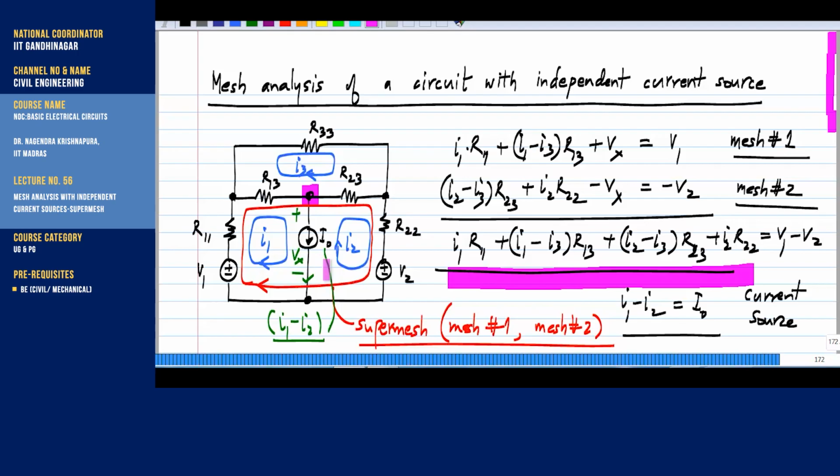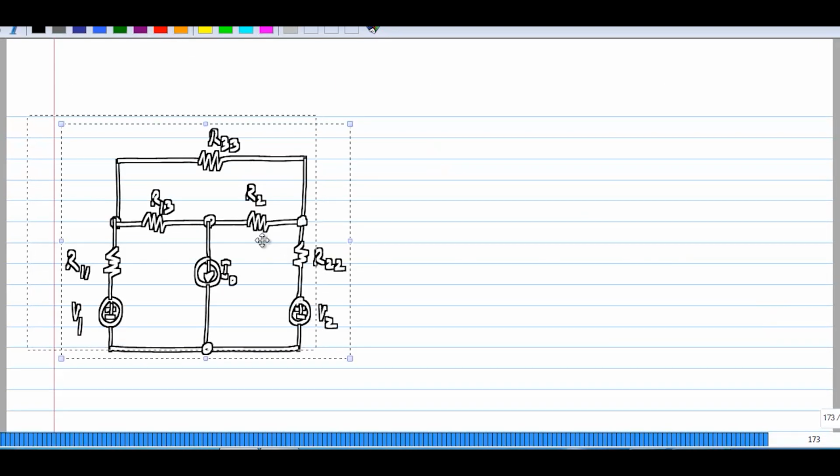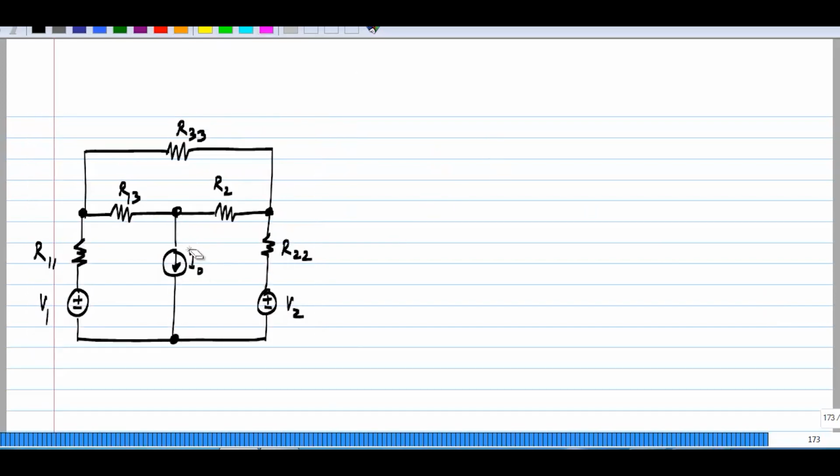That gives you another equation with which you can complete the set of equations required to solve for all the variables in the circuit. Okay, now we considered a current source which was between two meshes, but let's say there was a current source along the periphery of the circuit.